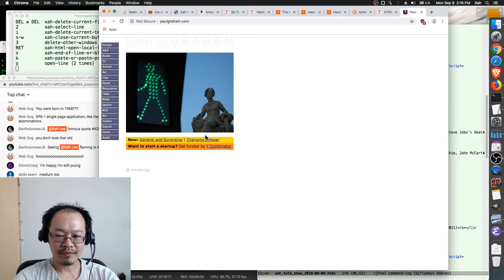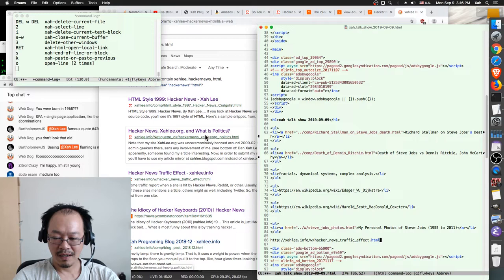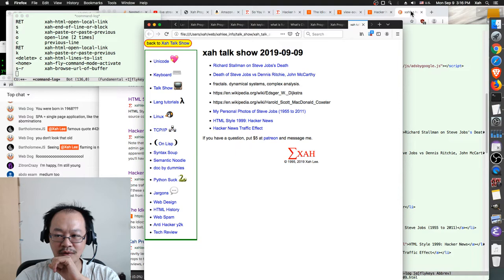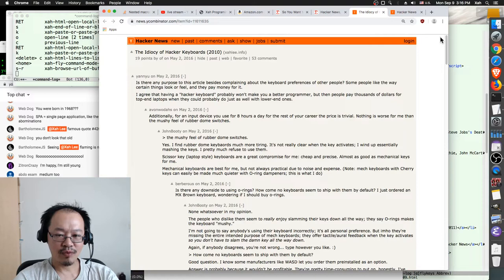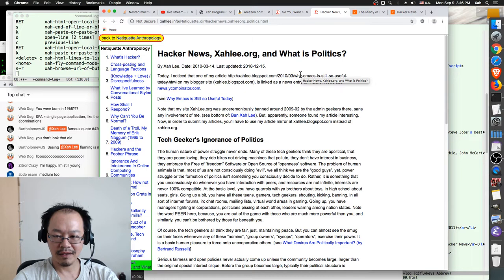Close that, copy that, close it, back to Emacs, paste it, linkify, show in browser, back to Chrome, close it, Hacker News, close this source code, go back here. So this is one of my articles on Hacker News, the idiocy of hacker keyboards, indeed. So that's about keyboards. I'm not sure we want to talk about that. If you guys want me to, just say it.